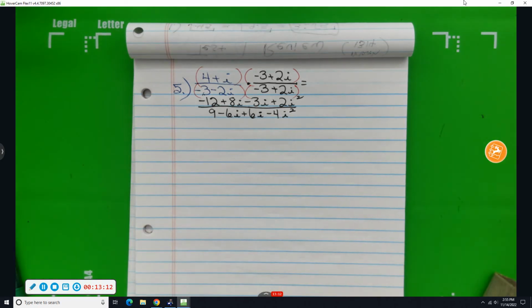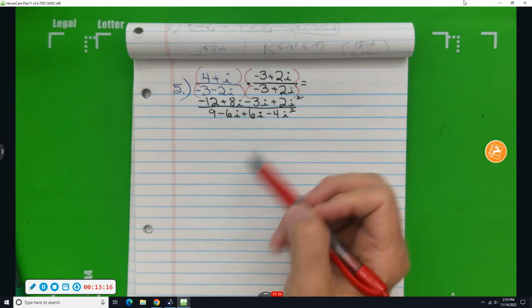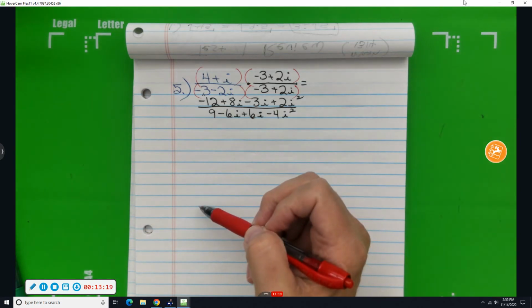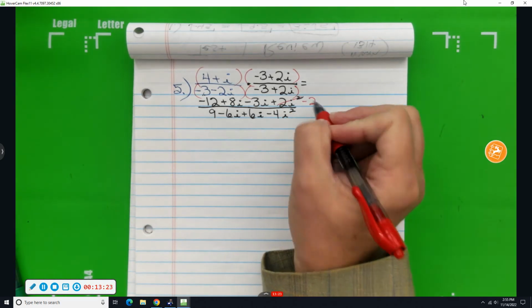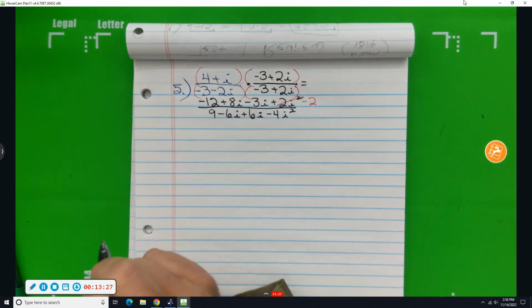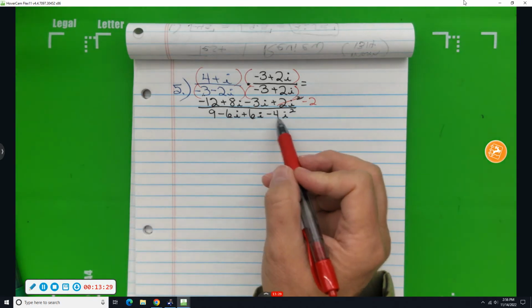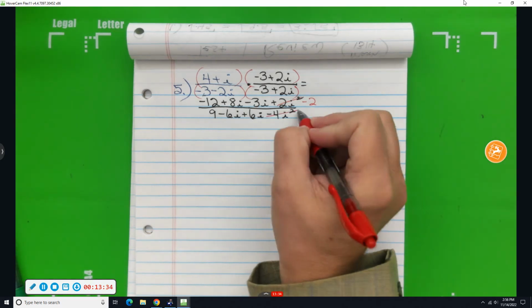And remember what happens to the i squares. What's that plus 2i squared going to become? It's going to become a minus 2, since i squared is equal to negative 1, times 2 becomes a minus 2. What's this thing going to become? A negative 4 times negative 1, a positive 4.